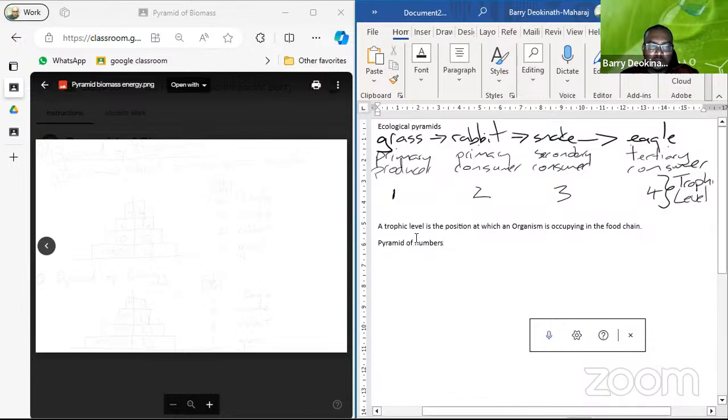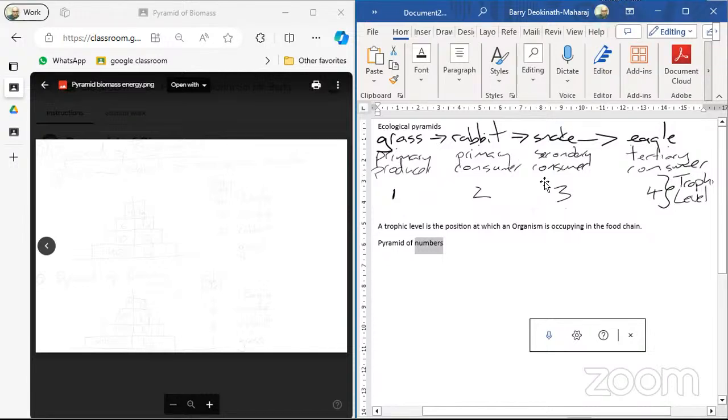Pyramid of numbers. So like this here, what kind of numbers? Can you excuse me for a moment? Yeah, sure.